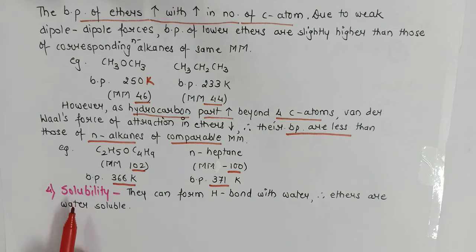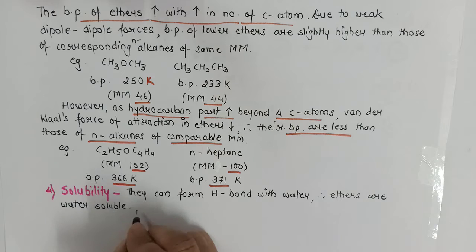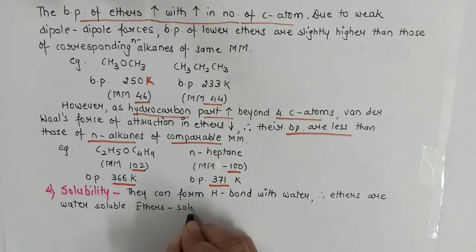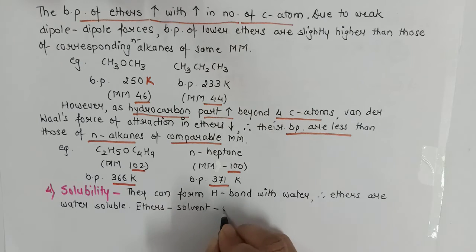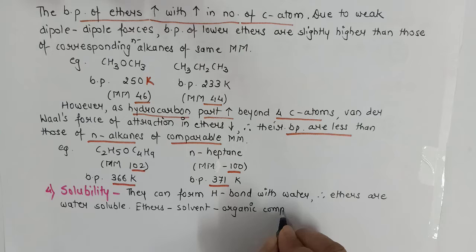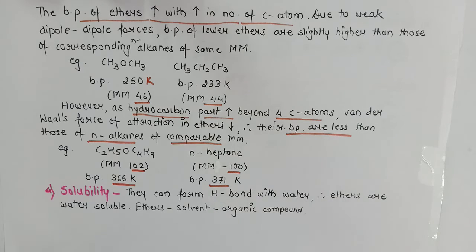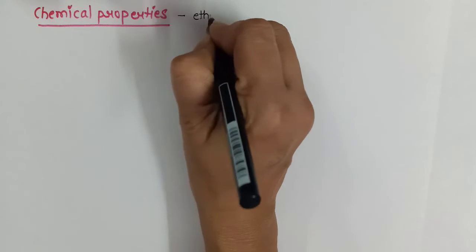Now the last physical property is solubility. Ether can form a hydrogen bond with water, and therefore ethers are water soluble. Ether themselves are good solvent, especially for organic compounds. Non-polar one can easily dissolve in ethers. When we discuss chemical properties of ethers, ethers are generally chemically inert.